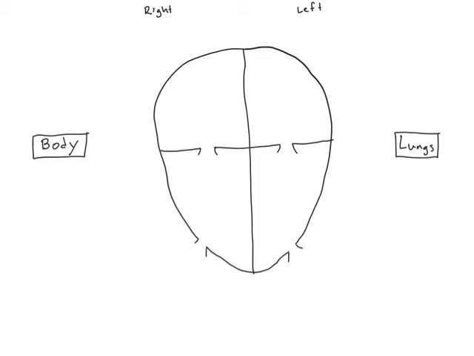This is a video to supplement the lecture that introduced you to the cardiovascular system. I'm just going to go through the circulatory system in a step-by-step process, and we're going to look at a simpler diagram than we saw in class.